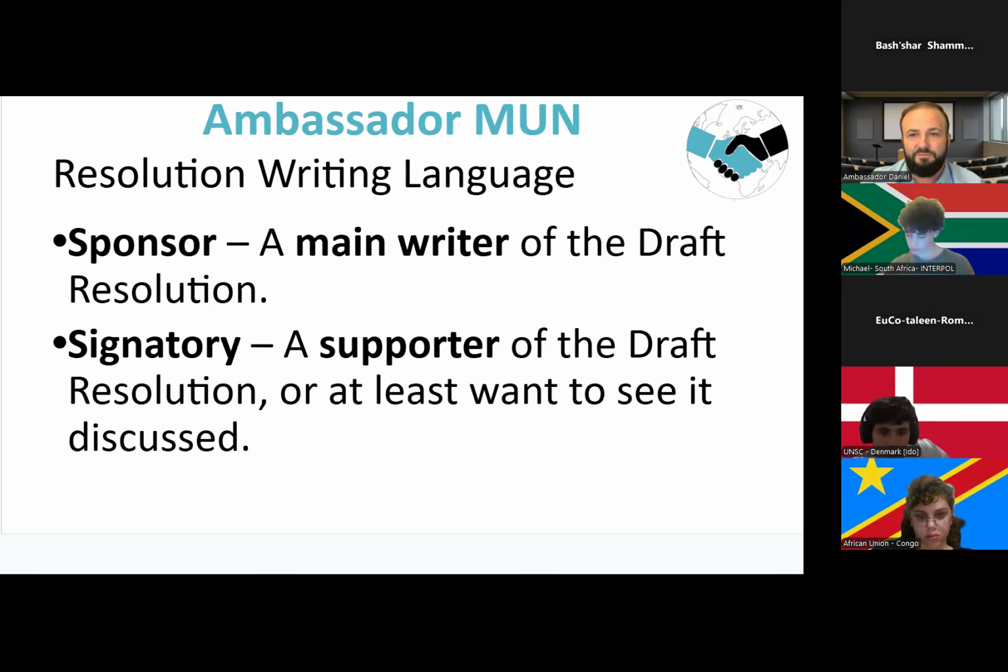Sponsor, a main writer of the draft. Signatory, a supporter of the draft who at least wants to see it discussed. You can sign other documents. Signing doesn't mean that you need to vote. Sponsor means you are the main writer, but you can also be a signatory and be a main writer because most documents are going to, again, follow the rules of procedure. You can't have unlimited sponsors. It is a political title to be given.